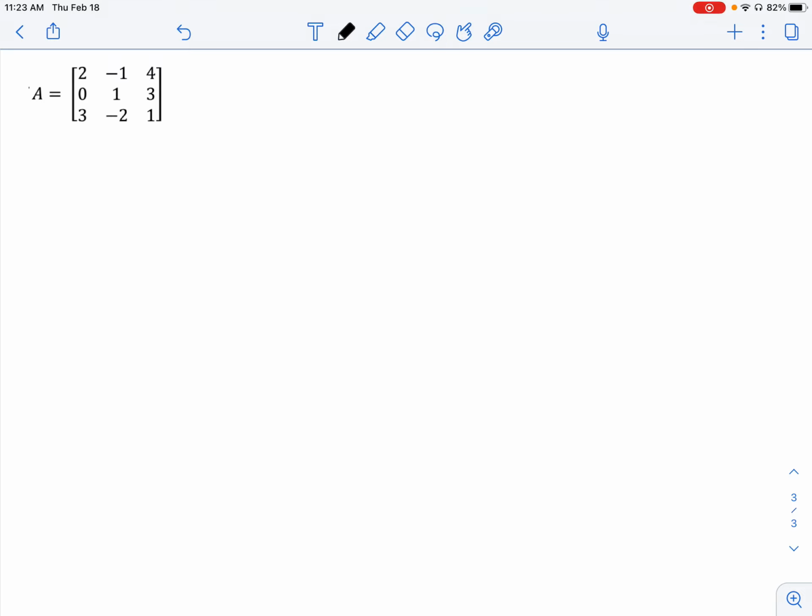First, I'm going to write this in matrix form. So I'm going to write this as 2, -1, 4, 0, 1, 3, and so on. And then do my augmented adjoint part right here. So 1, 0, 0.